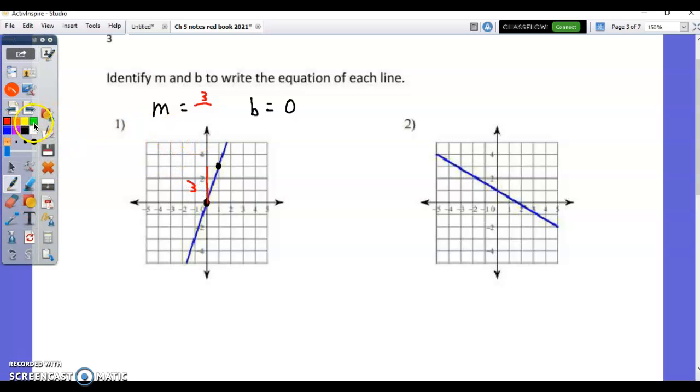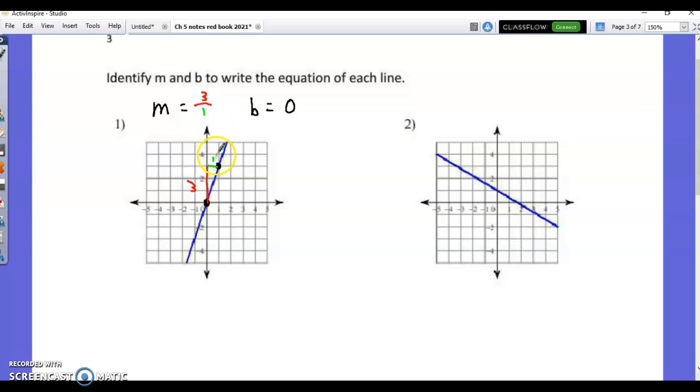And I go to the right 1. So 1 is my bottom number. So then the equation of this line will be y equals 3x plus 0. Or, in this case, you can just say y equals 3x. All right, assume that that 0 is there. And again, 3 over 1, if you put 3 over 1 for this, that's okay. But 3 over 1 is the same as 3, so we can do that.